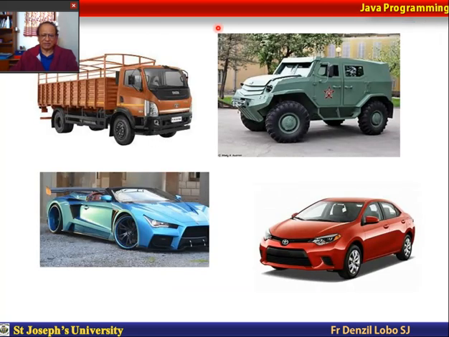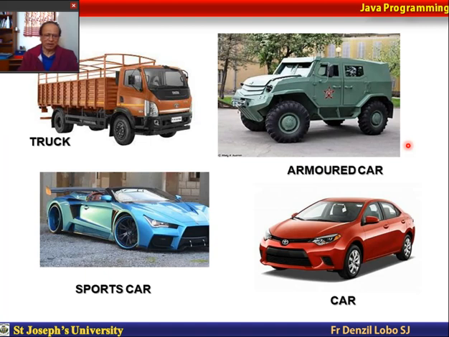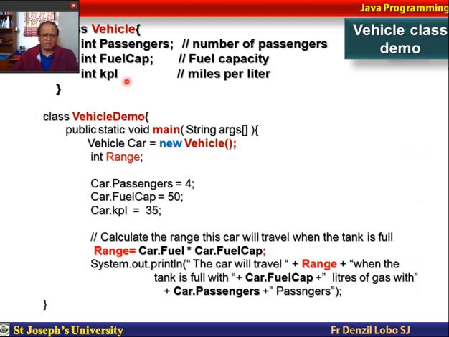So let us see, as I mentioned, all these are different vehicles. I can create an object sports car, an object called truck, and then car, and then armored car. Again, as we have shown there, we can say vehicle sports car equal to new vehicle. That is how I create an object. So examples are here.